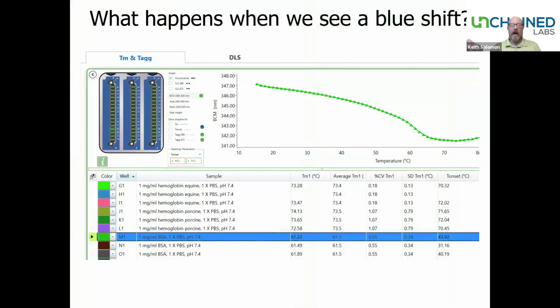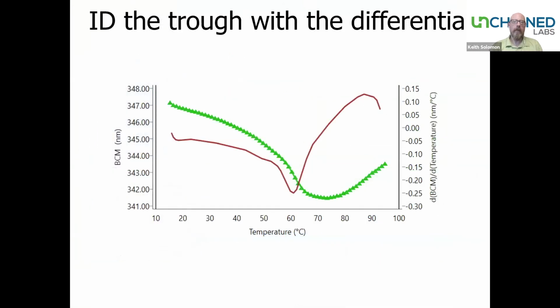Here we've highlighted BSA, a protein that undergoes a prominent blue shift, and you highlight that protein using the Uncle software. If you right-click on your mouse and ask it to display the differential equation, it will. As you can see in this differential equation, there's a very prominent inflection point, and it's very easy to see that that would correspond to the melting point of BSA with regards to its blue shift.